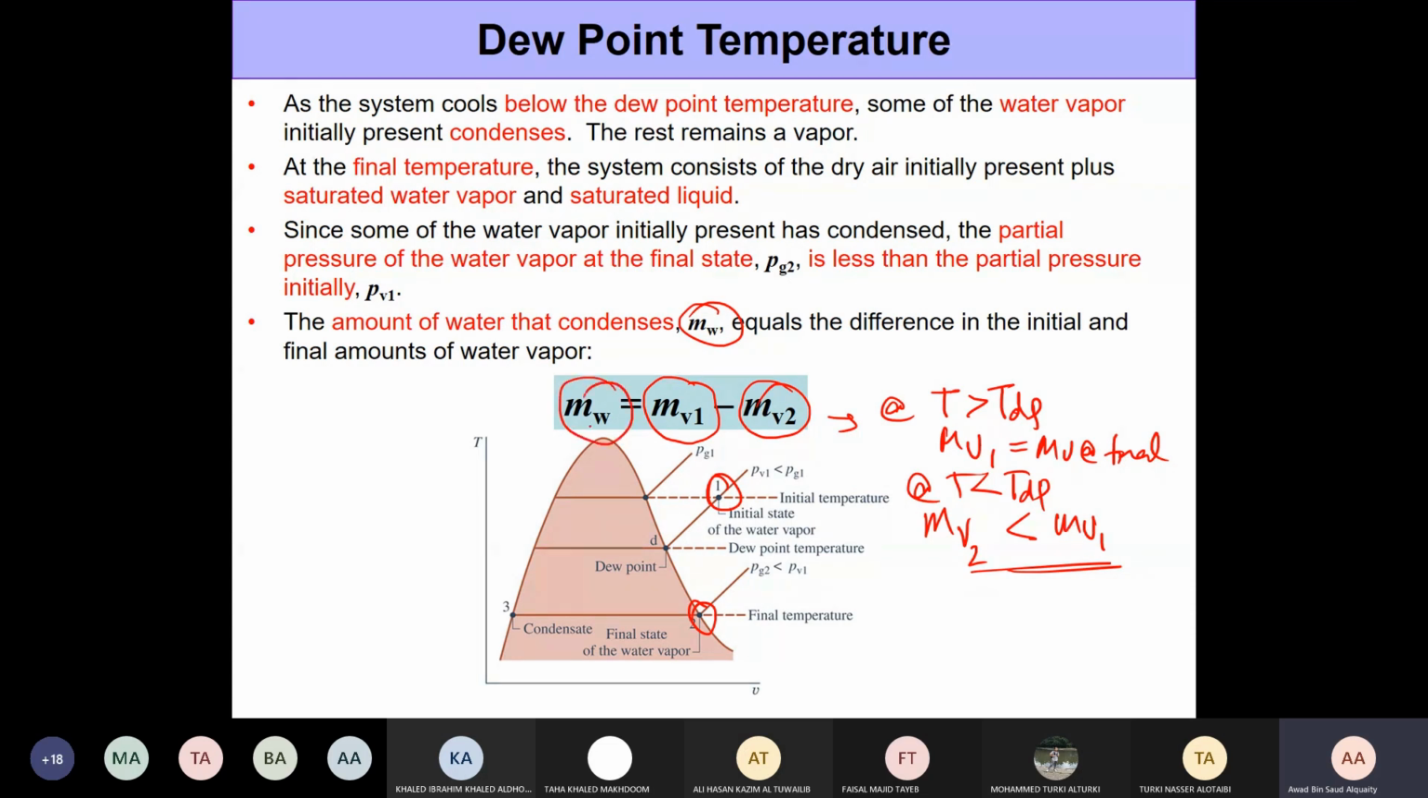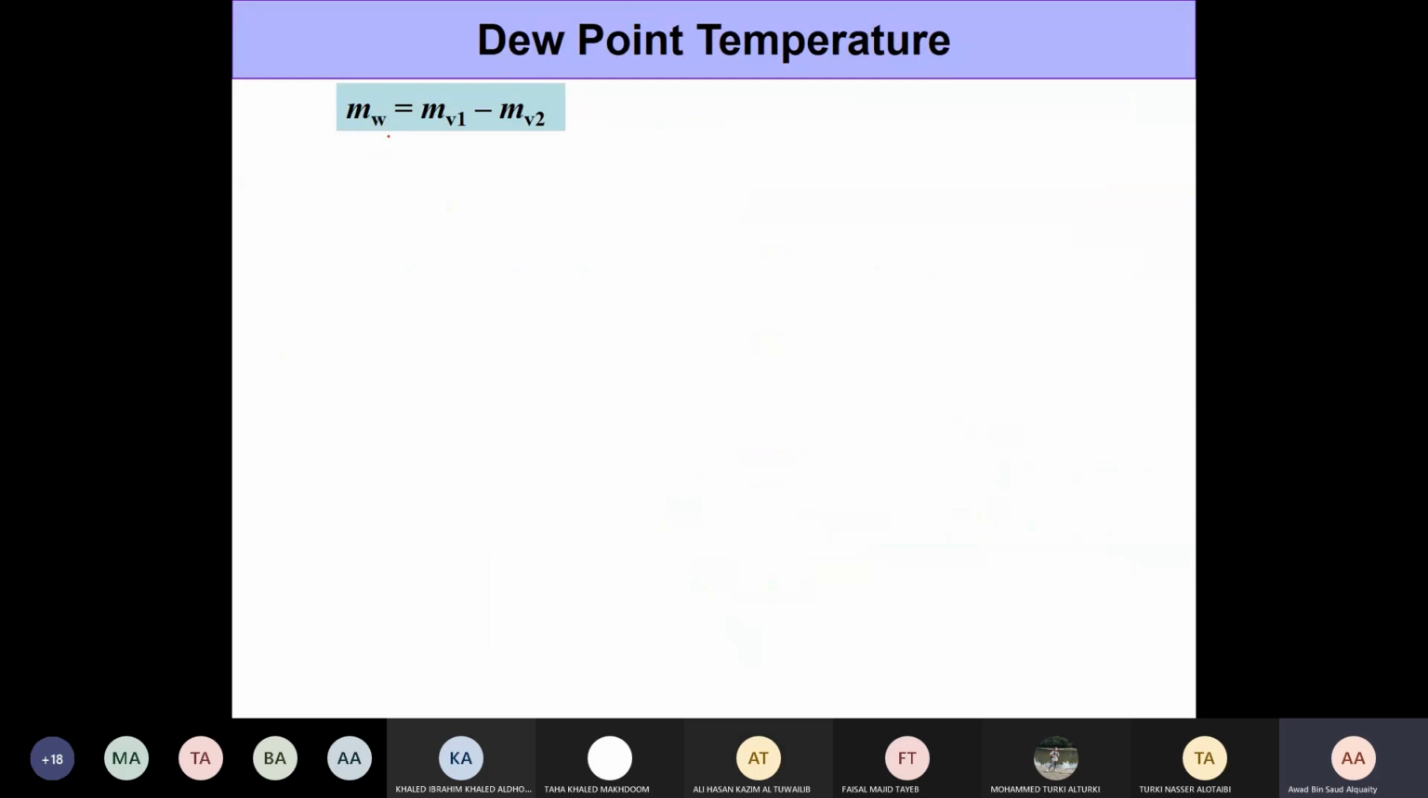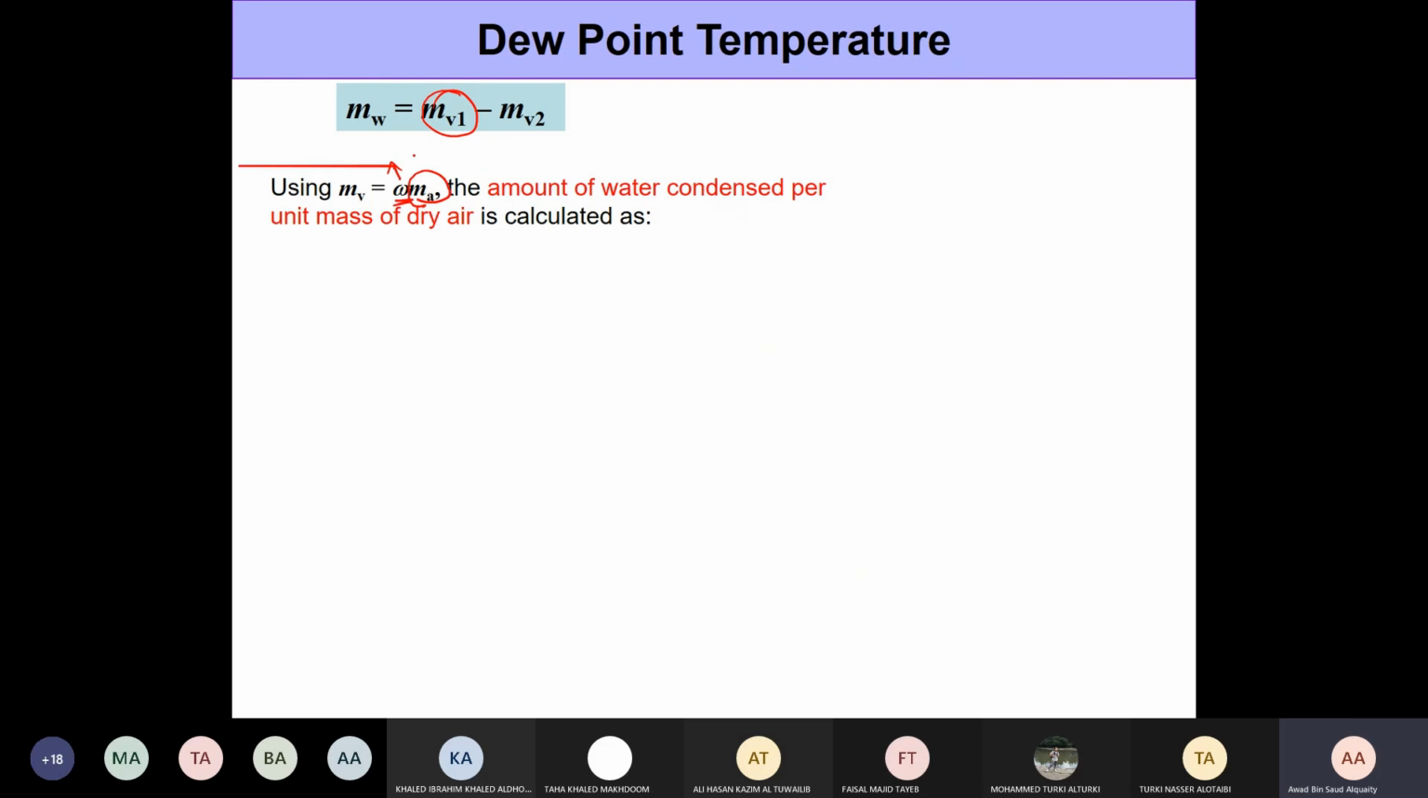Now, how do we actually calculate this? So we said the mass of water condensed is simply equal to the difference in the masses of water vapor. We can write the mass of water vapor in terms of the humidity ratio and the mass of dry air, simply because the mass of dry air is the quantity which remains constant. Okay, and humidity ratio is something that's very commonly used to define the state of given moist air. Okay, so omega is the humidity ratio, and if you have forgotten, omega is simply the ratio of the mass of water vapor divided by the mass of dry air.